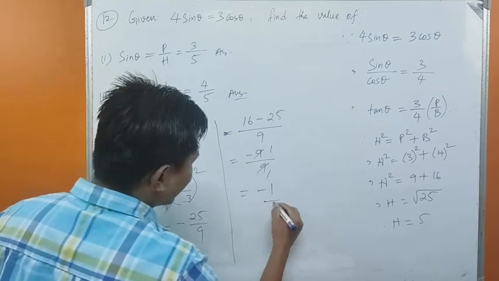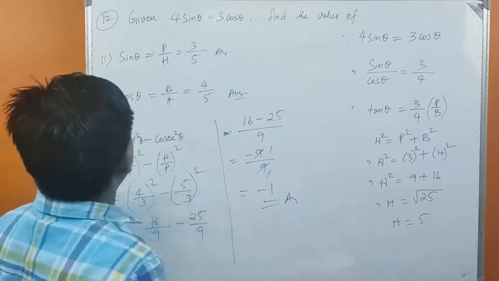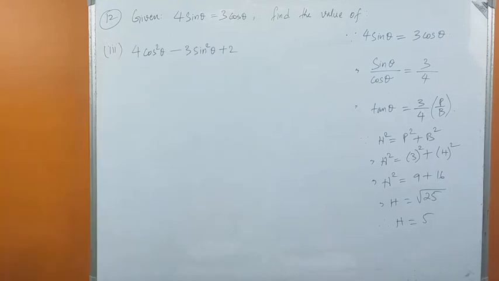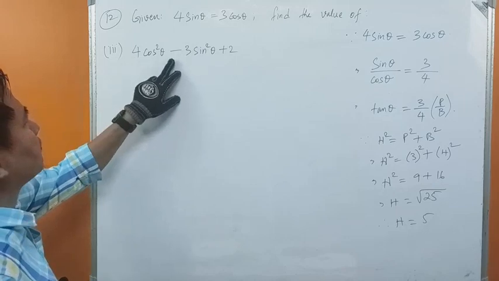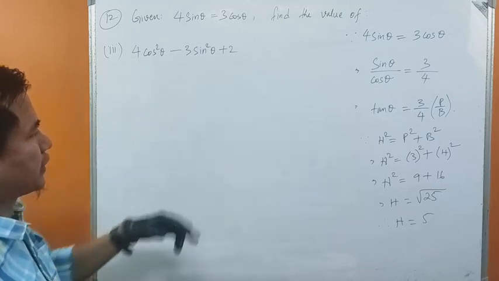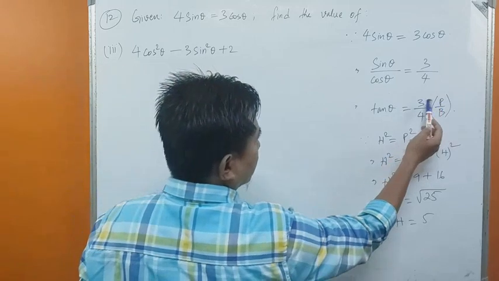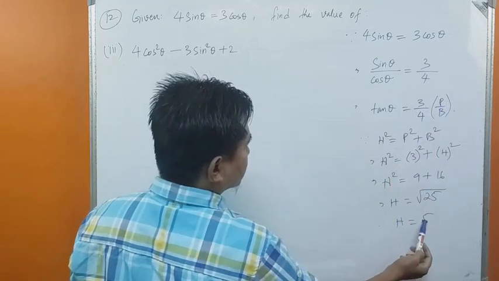I hope you got this. Now let us do question number 3 of 12. So we are asked to find the value of 4 cos square theta minus 3 sin square theta plus 2. We have perpendicular 3, base 4, and hypotenuse equals 5.